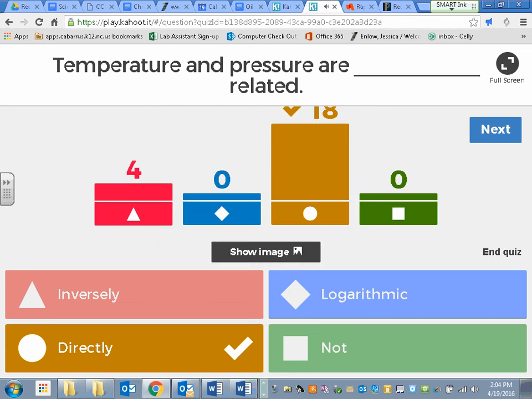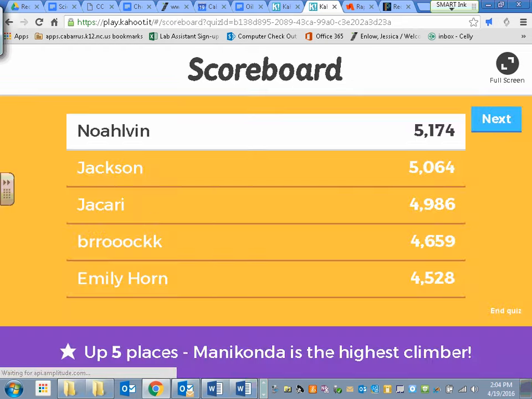Guys, let's review. What does increasing temperature do to particles? Speeds them up. So increasing temperature speeds them up. What do they do to the container? They collide more frequently. So if it's an up and up, it's a direct relationship. Okay. If it's like this, it's inverse.